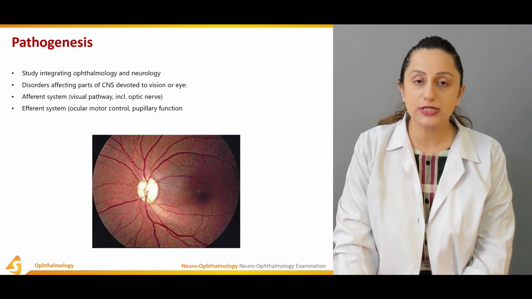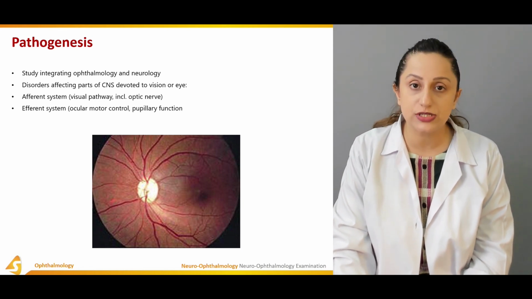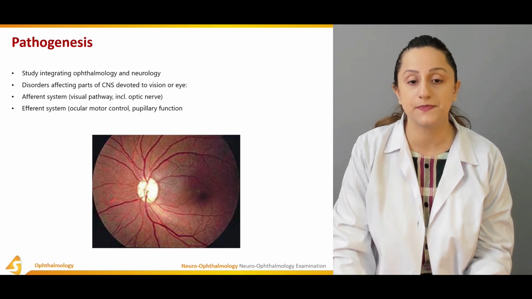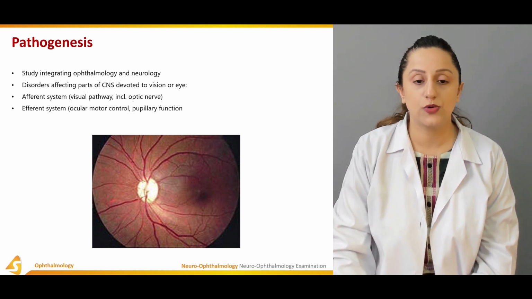The pupillary function is again very important. The ciliary function is very important, and any nerve damage that is occurring to this efferent system is also a part of the neuro-ophthalmology which we are going to study.